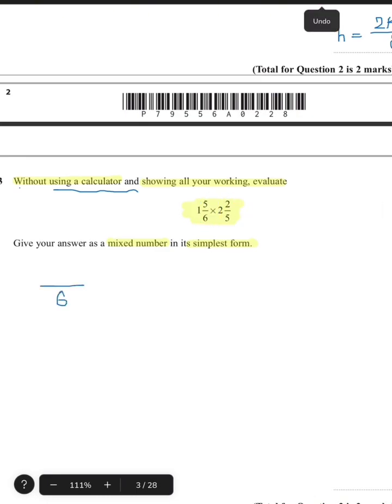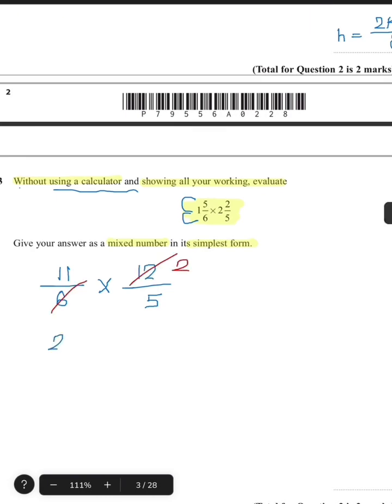So it's going to be 6 in the bottom. 6 times 1 is 6, plus 5 is 11. So I'm going to put 11 here. Then I'm going to do the same with the other fraction, the mixed fraction. Then it's going to be 5 in the bottom. 5 times 2 is 10, plus 12 is 22.